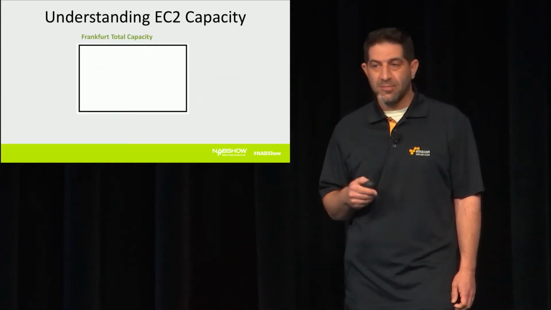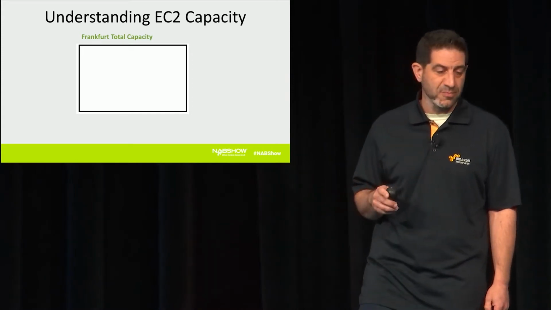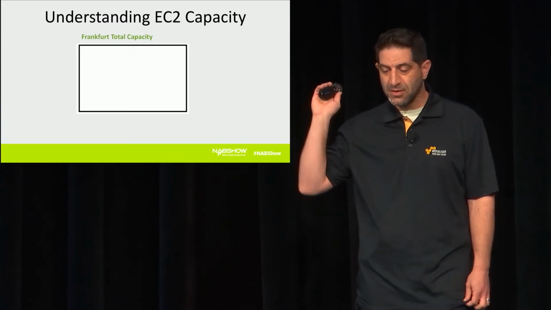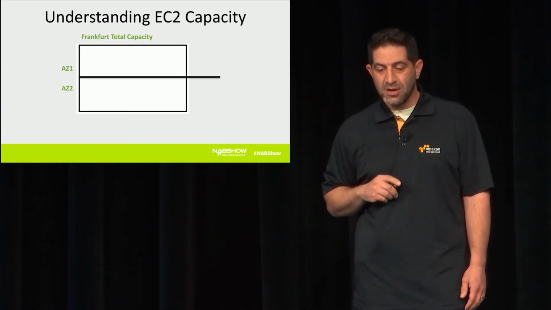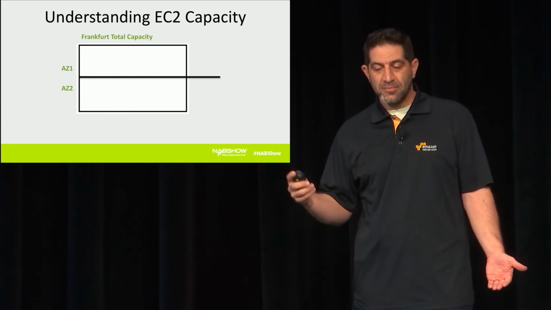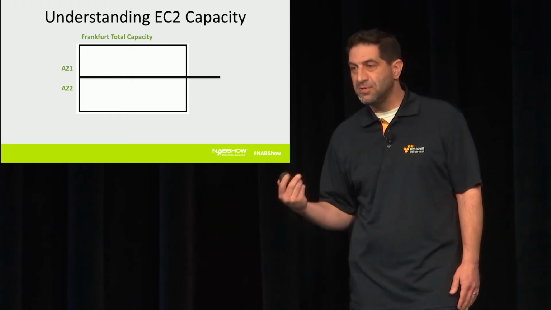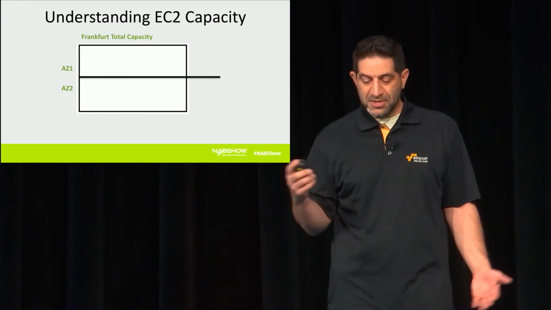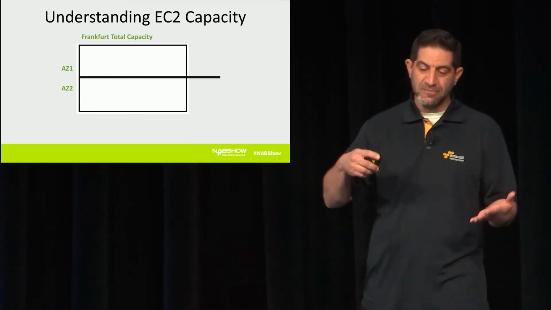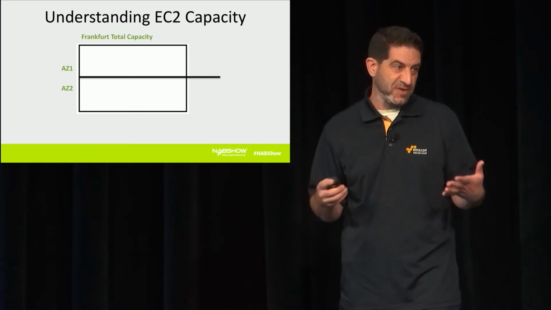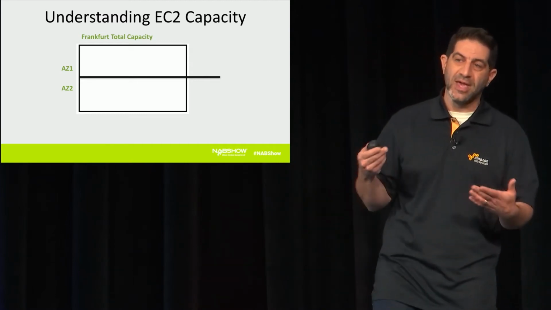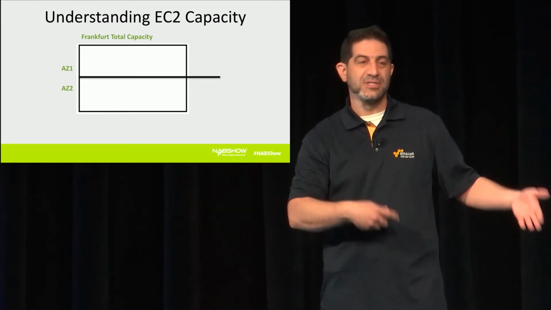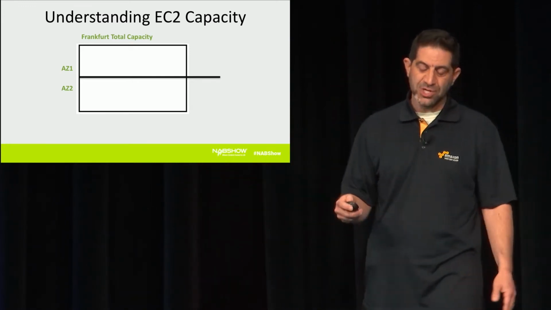So let's understand a little bit about what EC2 capacity is. I'm going to pick a region here. As an example, I have a box of the Frankfurt region looking at total capacity. Every region has at least 2 different availability zones, often more than 2. Obviously, these are different data centers, which means different availability zones are separate pools of physical CPU capacity, right? So AZ1 is a separate server room, AZ2 is a separate server room, et cetera, multiple locations.